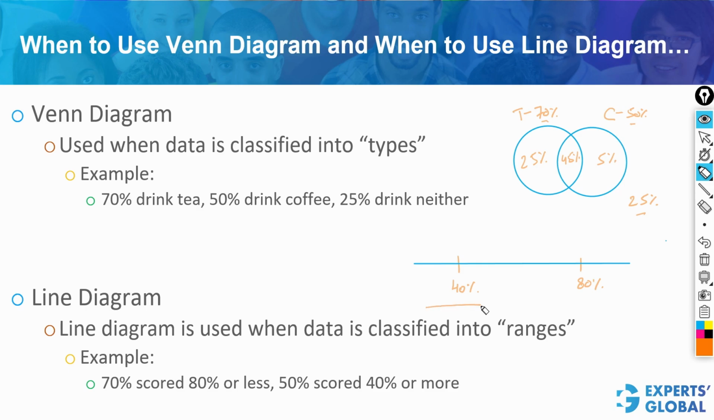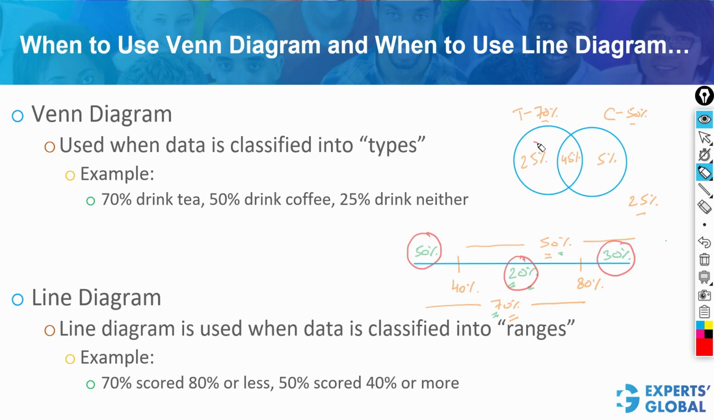In the second case, 70% scored 80% or lower, 50% scored above 40%. Sum of these two values is 120%. That means the overlap is 20%, and therefore 50% minus 20%, 30% comes in here, and 70% minus 20%, 50% comes in here. We can verify that sum of the different parts of the line diagram is 100%.